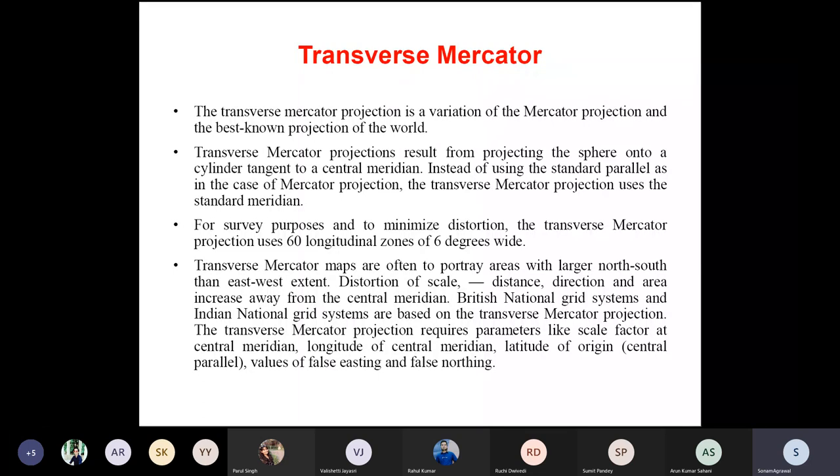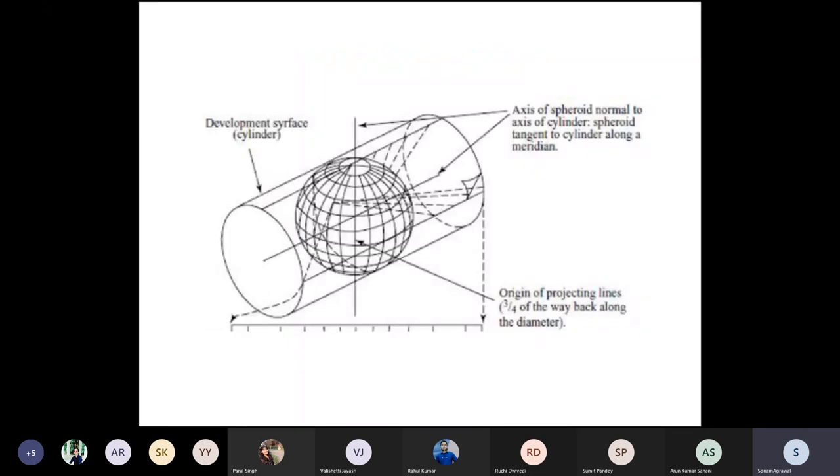The transverse Mercator projection requires parameters like scale factor at the central meridian, longitude of the central meridian, latitude of origin, and values of false easting and false northing. We are coming to all these points in the UTM. This is how the transverse Mercator projection appears. The developing surface, you can see, is rotated at 90 degrees. The axis of the spheroid is normal to the axis of the cylinder, and the spheroid is tangent to the cylinder along a meridian. Origin of projection line is 3/4 of the way back along the diameter.